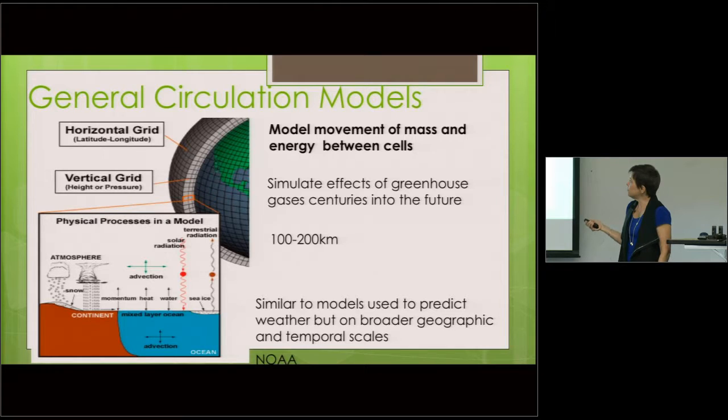And what the scientists do, or the people who do these models, they set up this huge grid system over the Earth. These grids are 100 to 200 kilometers in size, and then they model mathematically the movement of mass as well as energy between those cells. So they're similar to models that are used to predict the weather, but on a much broader scale in terms of geography, but temporally as well. So they're predicting hundreds of years into the future. We don't predict weather hundreds of years into the future.